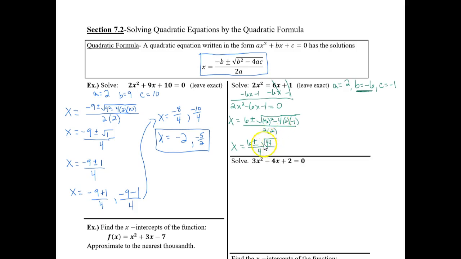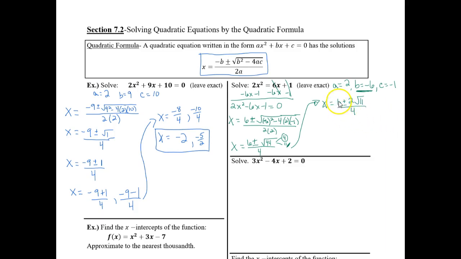This radical is not simplified, but we can simplify it, right? We could factor 44 as 4 times 11, and 4 is our perfect square that can come out of that radical. So I'm going to rewrite this as 6 plus and minus square root of 4 is 2. Still have that square root of 11 underneath the radical, all over 4.